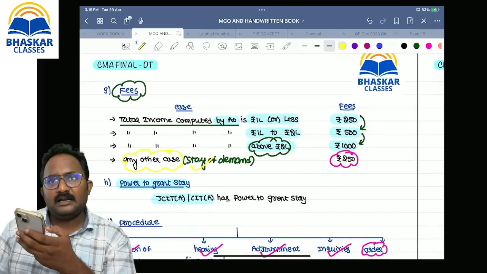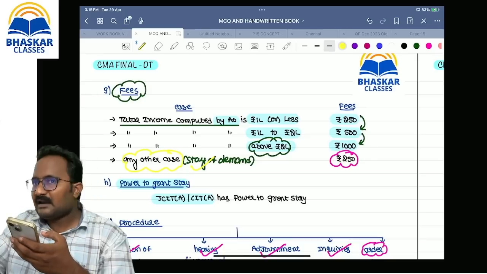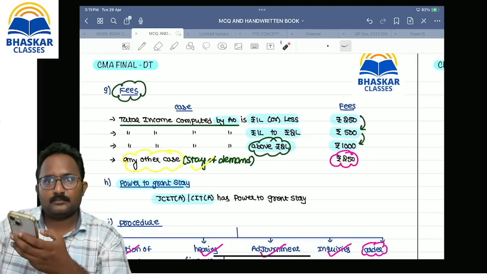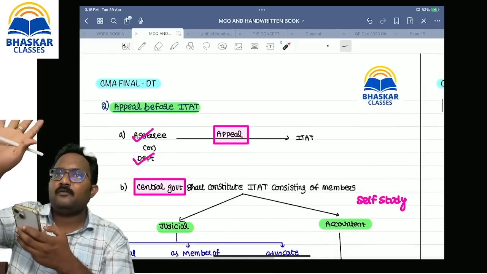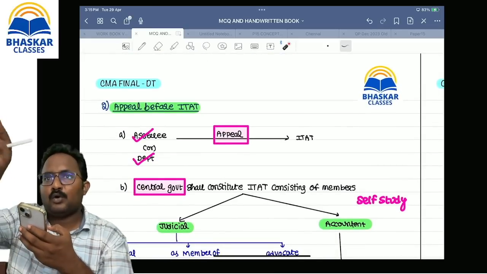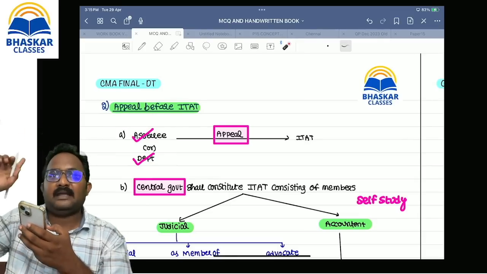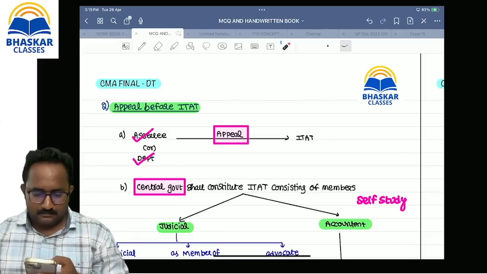In front of CIT, if you want to get the stay of demand, normally they are not specifying any particular fees, but in any other case the fee they ask is 250. But in front of an ITAT, if you want to get the stay of demand, how much amount do you have to pay? 500. Memorandum of cross objections related? No fees. If an appeal is filed by the department? No fees. What is the form number? Form 36 for making an appeal before ITAT. For submission of memorandum of cross objection, form number 36A.